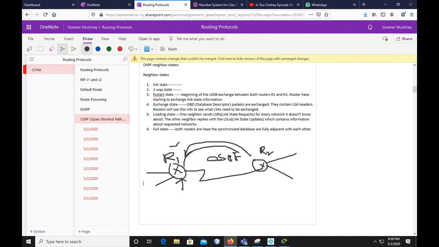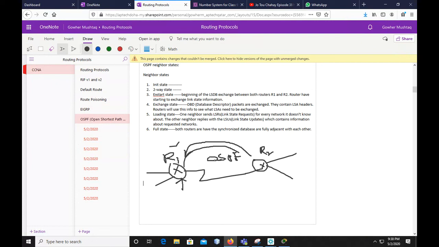When we shake hands, the next thing is the ExStart state. What's that ExStart? Beginning of the LSDB exchange. At that time, we are saying, how are you? All good. Where were you? I was looking for you for a long time. These are the things that we do. And the same thing happens over here. ExStart state is basically the beginning of the LSDB exchange.